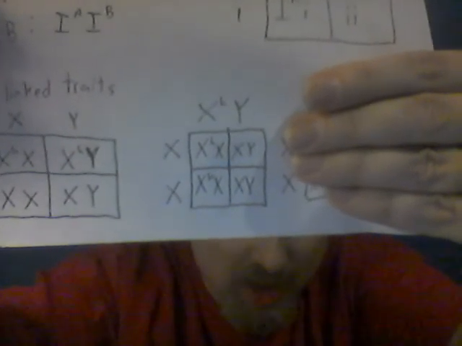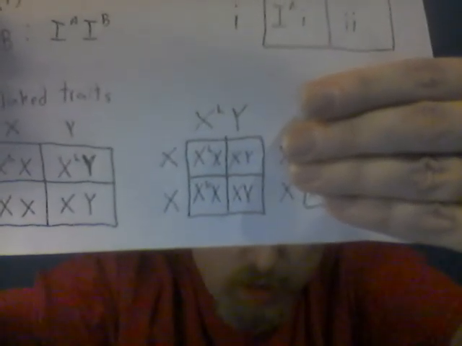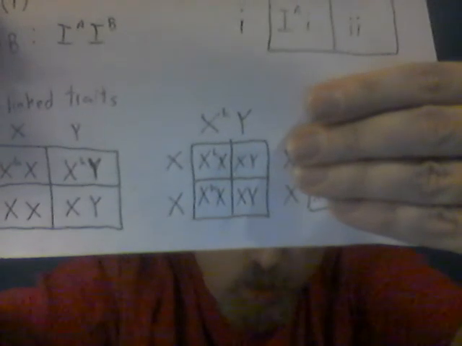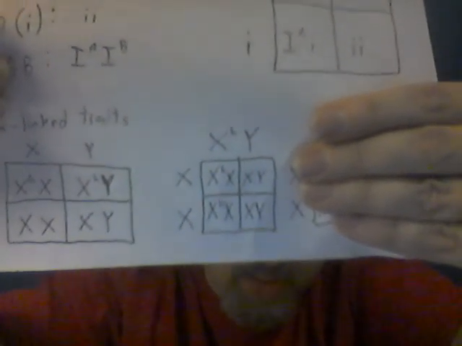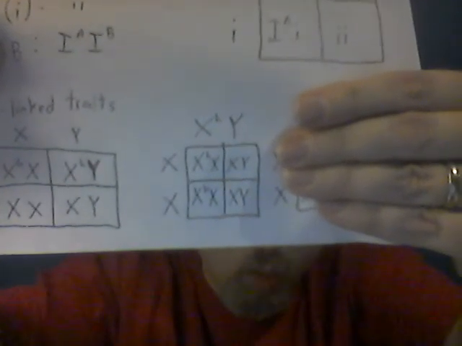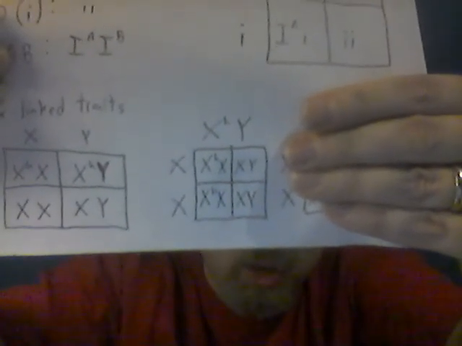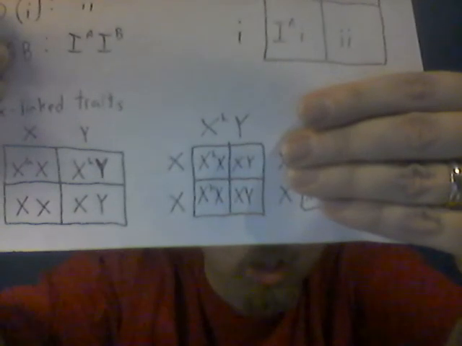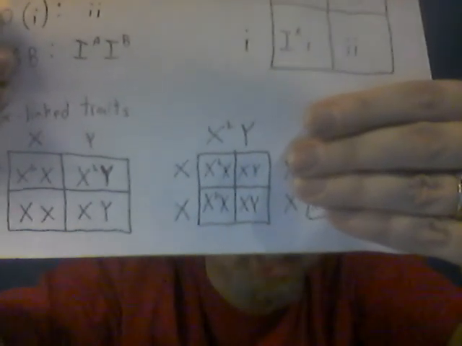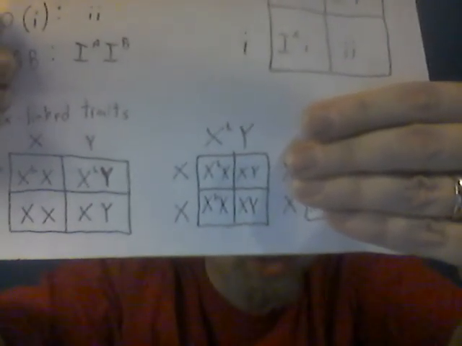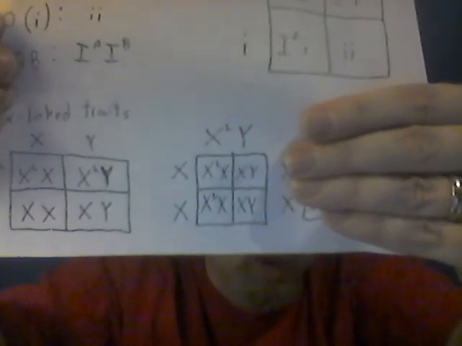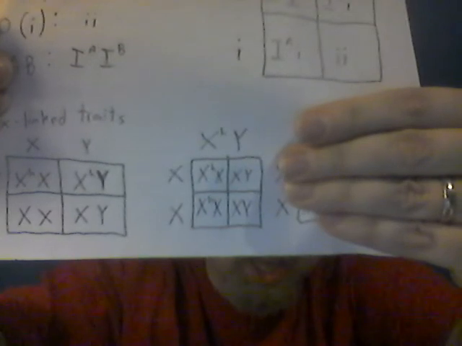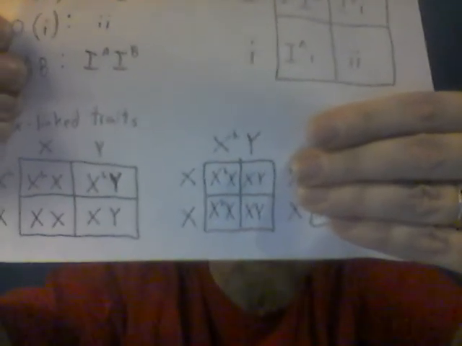Every single daughter is getting a good X from mom. So all of them are going to have one copy of the good dominant gene and one copy of the recessive gene for hemophilia. These girls will all be carriers of hemophilia. This couple will always have unaffected sons, because dad is giving his sons his Y chromosome, and even though he has hemophilia, the gene for hemophilia is not on the Y, it's on the X. They're getting a good X from mom, they're getting a good Y from dad: unaffected sons, carrier daughters.